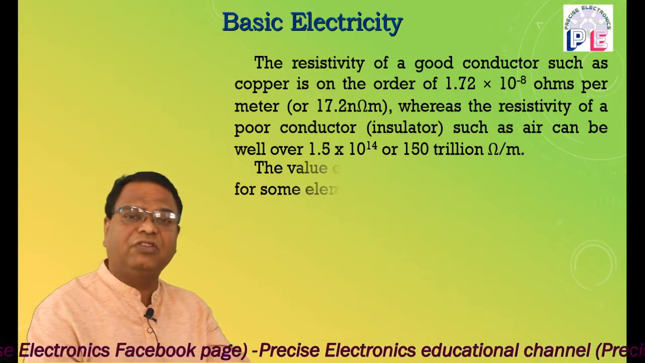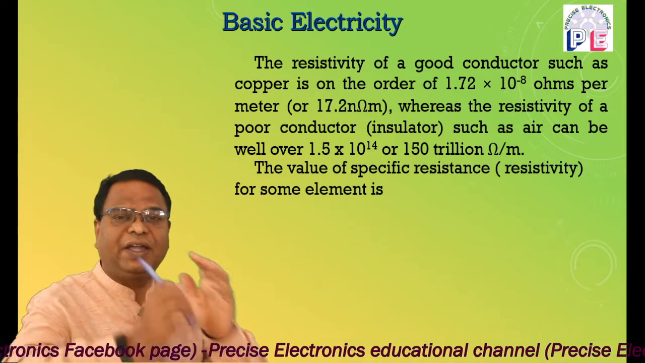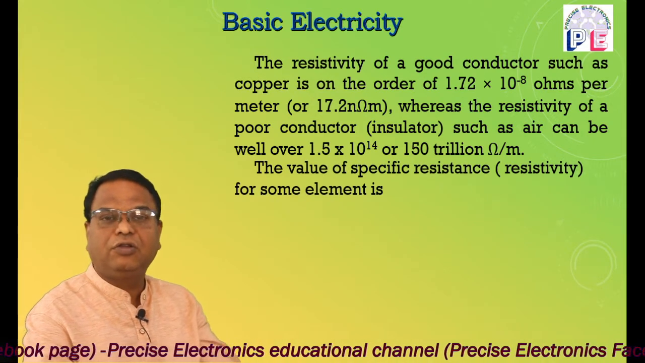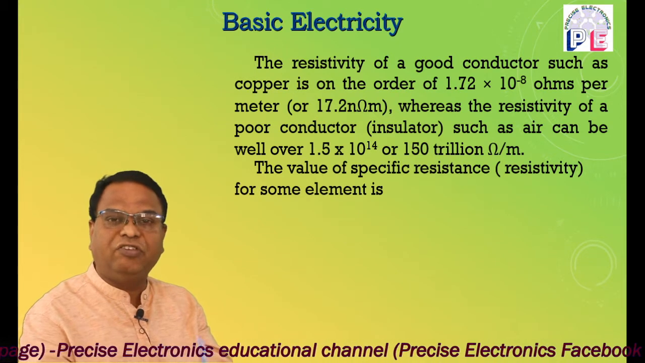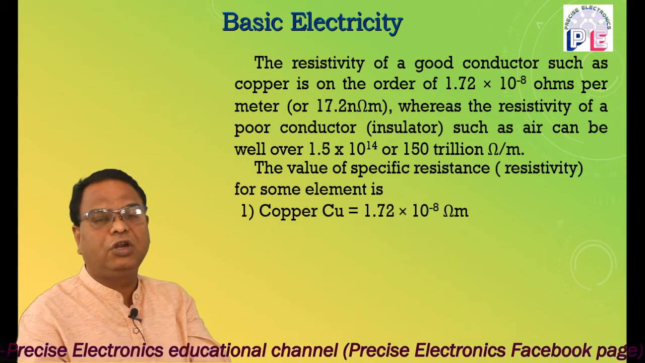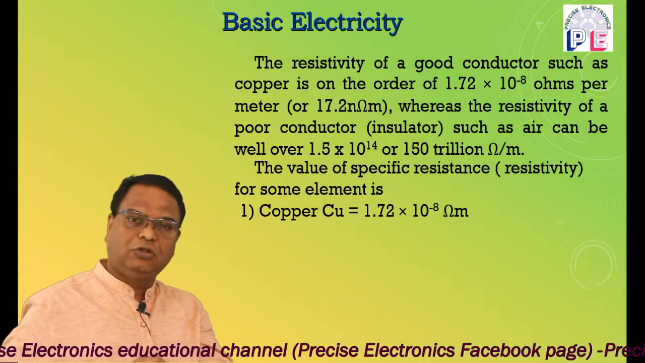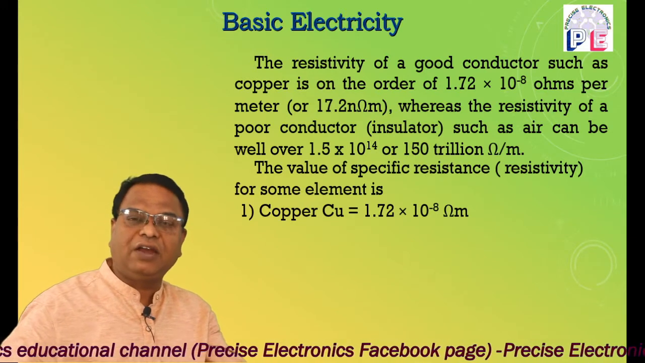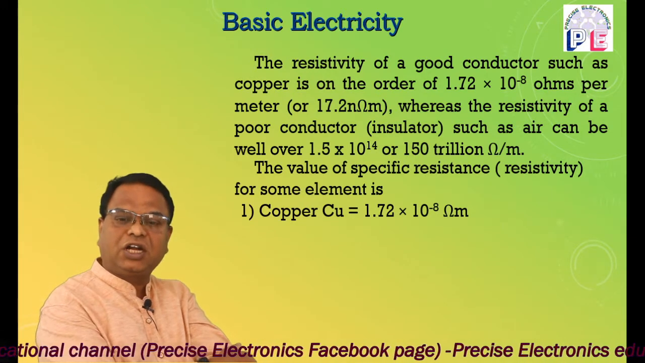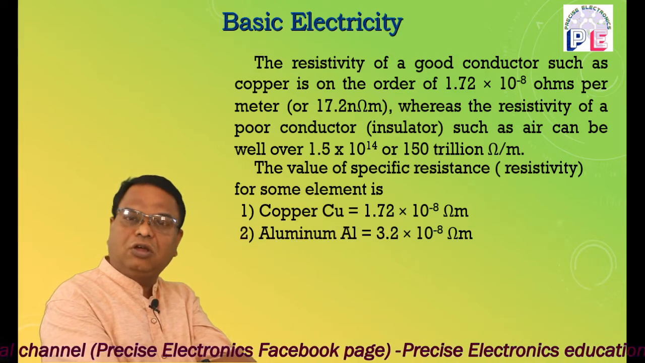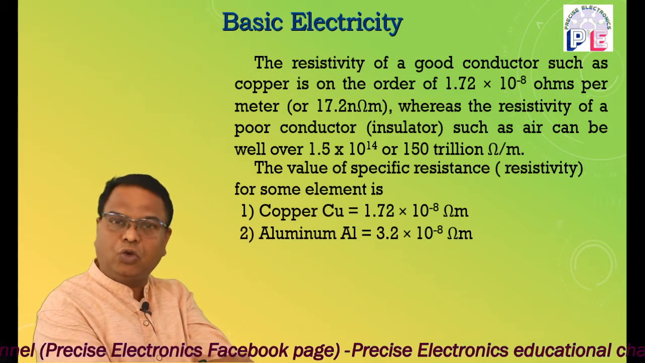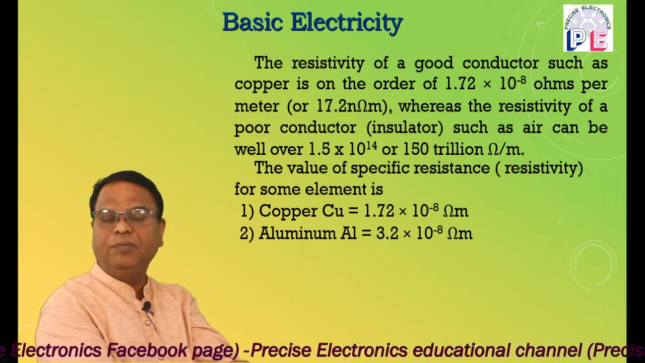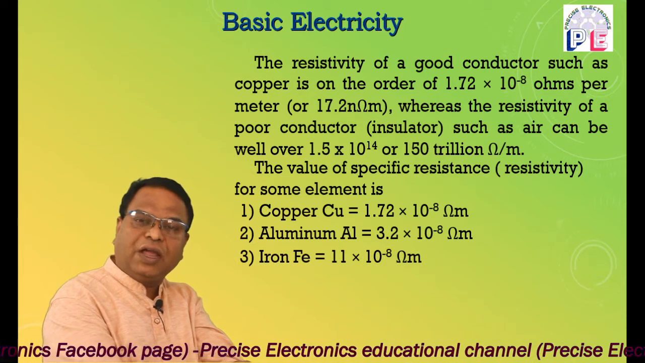The specific resistance or resistivity of some materials used in electrical appliances is now going to be displayed on your screen. First of all, copper. The specific resistance of copper is 1.72 into 10 raised to minus 8 ohm meter. The second good conductor is obviously aluminium. The specific resistance of aluminium is 3.2 into 10 raised to minus 8 ohm meter. It is also very low. Then iron, Fe, that is 11 into 10 raised to minus 8 ohm meter.